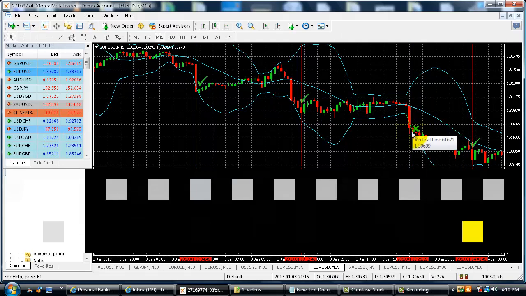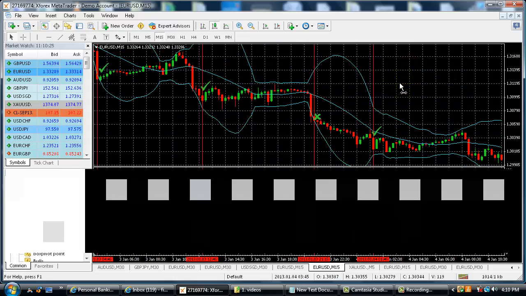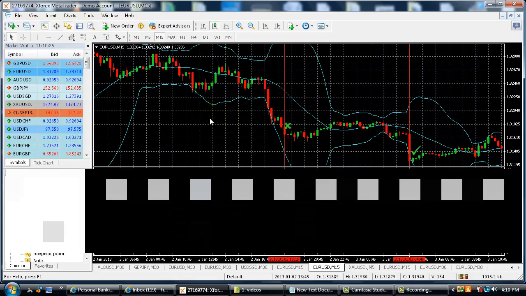If you bought it here, you have lost. You bought it again, you lost. Touch the lower band, you bought it again, you lost. Even if you do martingale on this, it'll be very dangerous. You have lost once, lost twice, or even 4 times. So that's to prove my point.